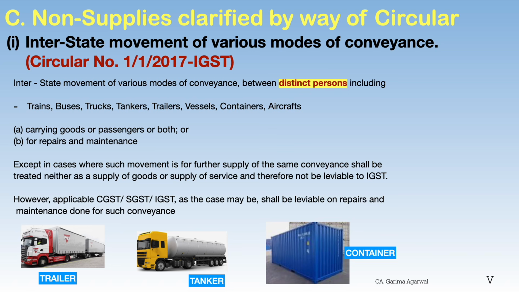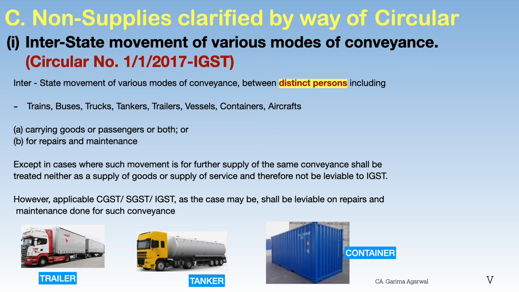In this case, the movement between the Delhi and the Mumbai branch will not be considered as covered under this circular. So the distinct person rule will kick in here. That means IGST will apply on those conveyances as well, even if it is moving between distinct persons without a consideration, because there is a further sale happening. There is a further supply happening in this case. So this circular protection of treating it as neither a supply of goods nor services will not be applicable.